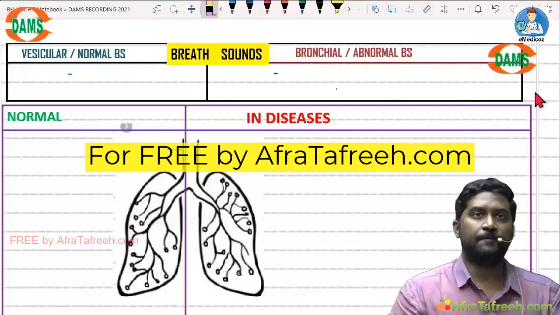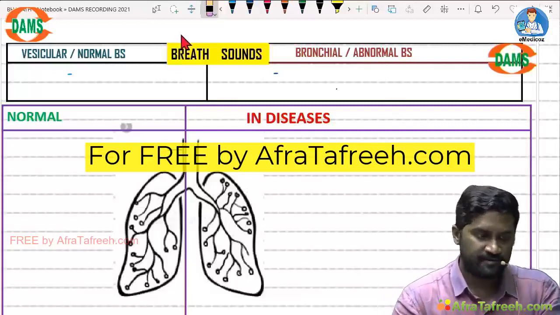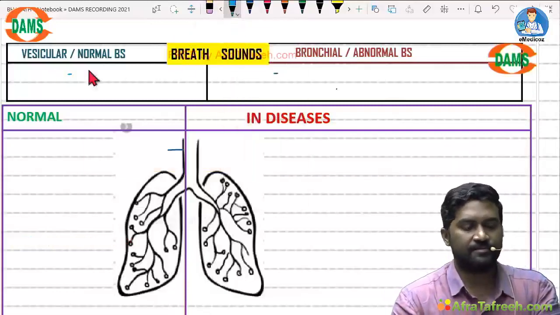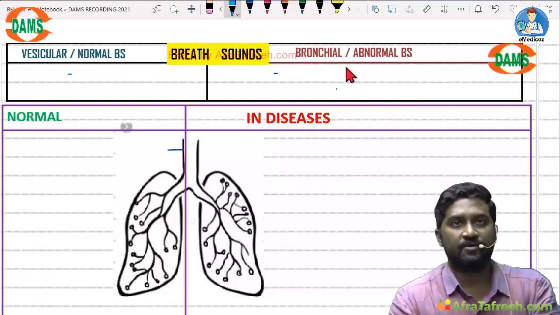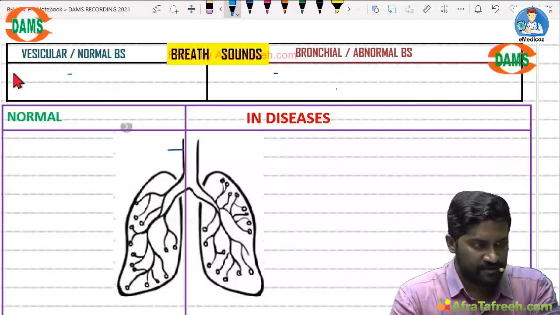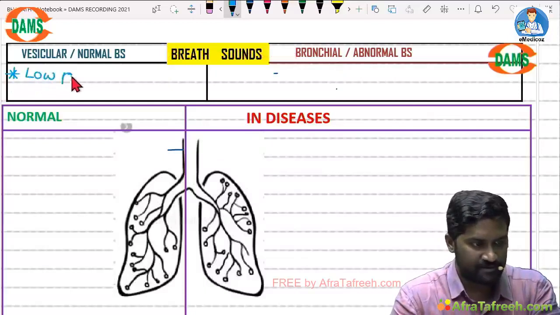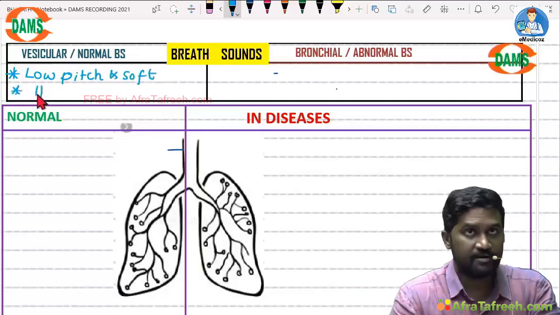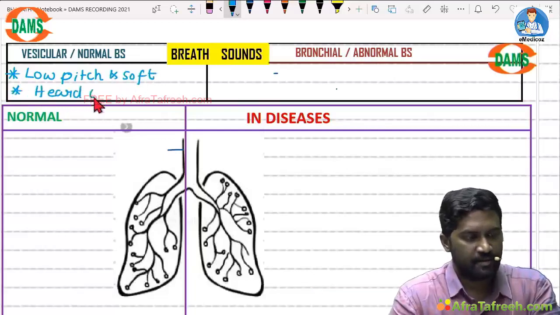Let us see breath sounds. Breath sounds are classified into normal breath sounds, called vesicular, and abnormal breath sounds, called bronchial breath sounds. Vesicular breath sounds are generally low pitch and soft sounds. These are heard over healthy lungs.